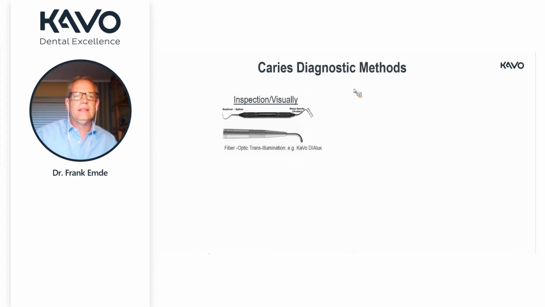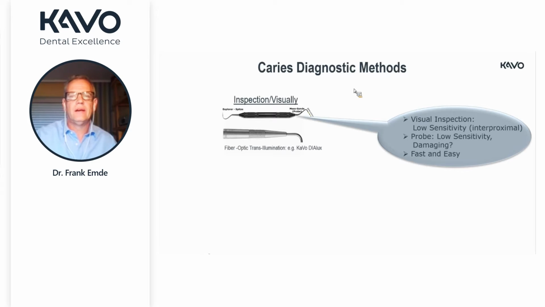Coming to the category of visual inspection, we know that it has more or less low sensitivity when it comes to interproximal detection. Occlusal might be better, especially in the studies done with ICDAS, the International Caries Detection and Assessment System. It is very good for occlusal lesions, but for interproximal, you might not see under the contact point from an occlusal view, so it is not that good.